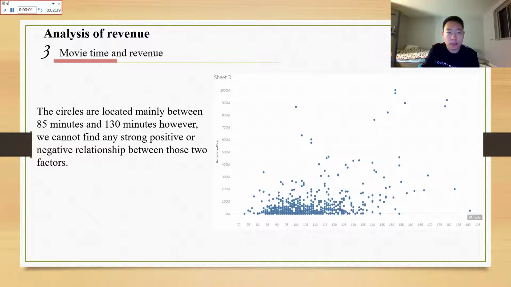The third is about movie time and revenue. So the red chart on the right is a scatter plot. The circles of the plot are located mainly between 85 minutes and 130 minutes. However, we cannot find any strong positive or negative relationship between these two factors.